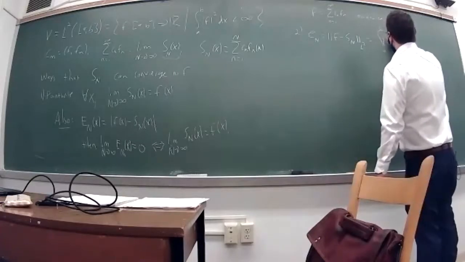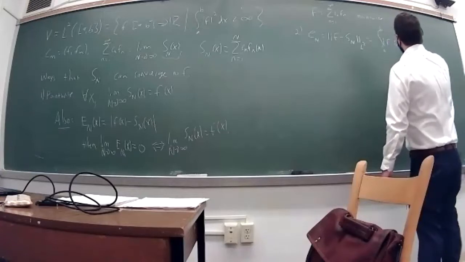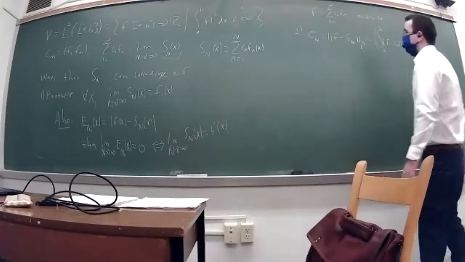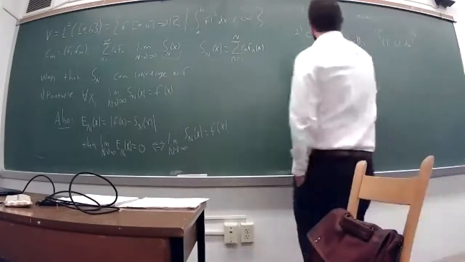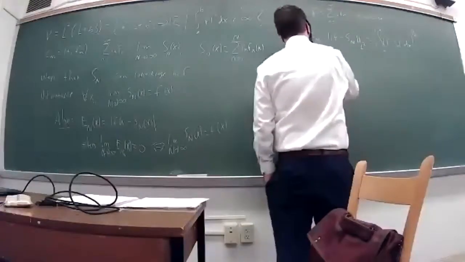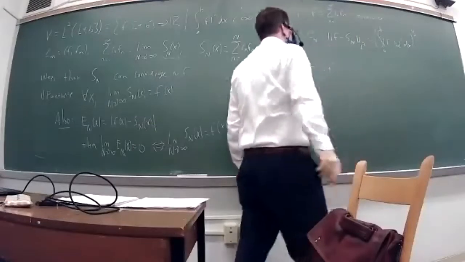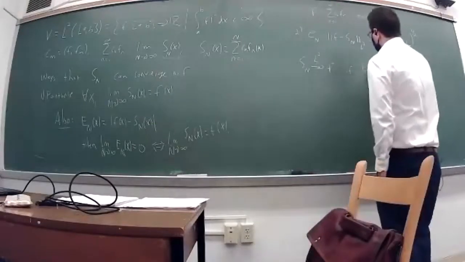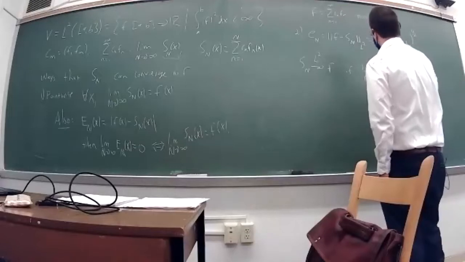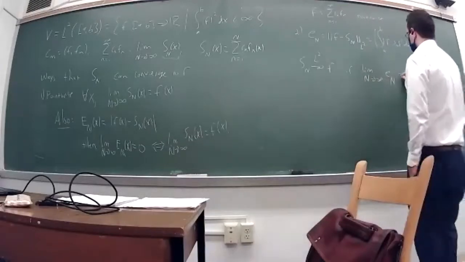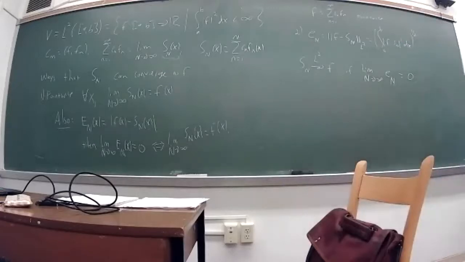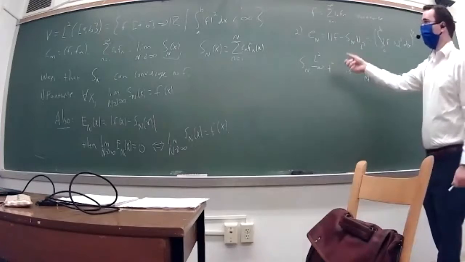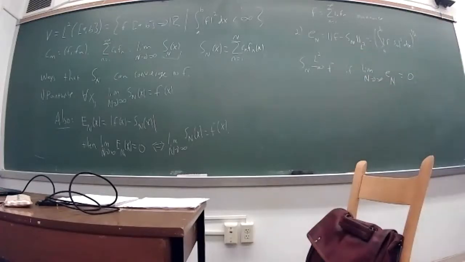I'll even put it here for you. And you can say that Sn converges to f in the L2 sense if now the limit as n goes to infinity of this error function equals 0. Basically what I'm getting at is there are different ways of measuring the error, which then lead to different ideas of when a function converges.